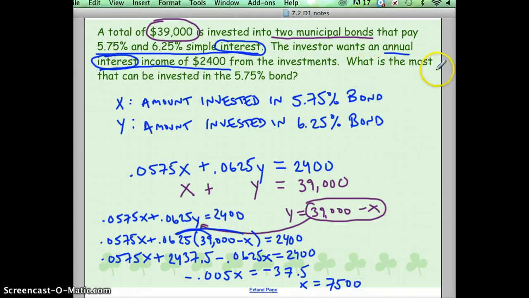And it's asking what's the most that can be invested in this 5.75 bond. That is X. So this would be the most that you would invest in that 5.75 bond.